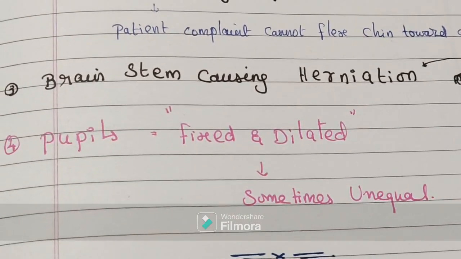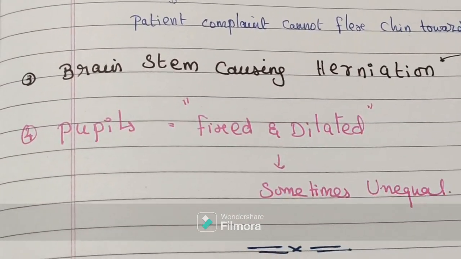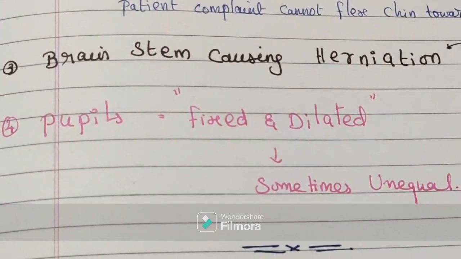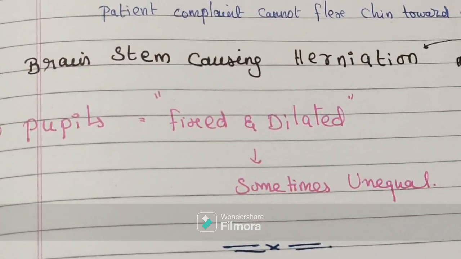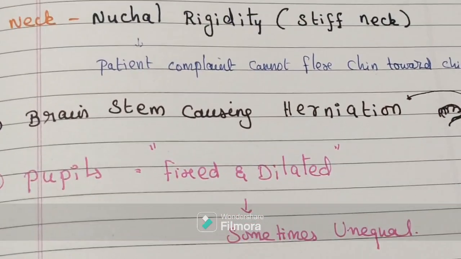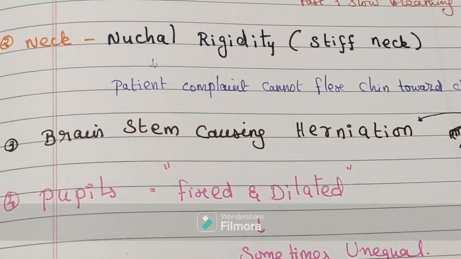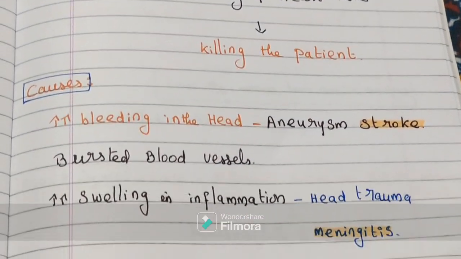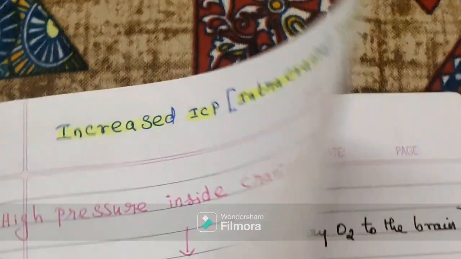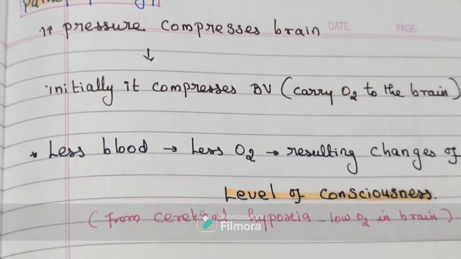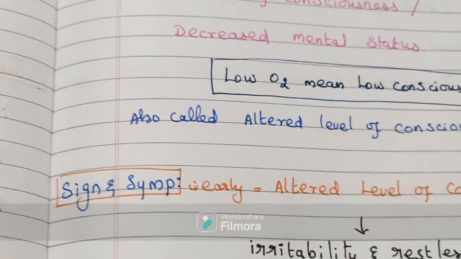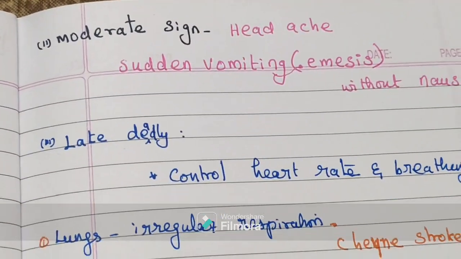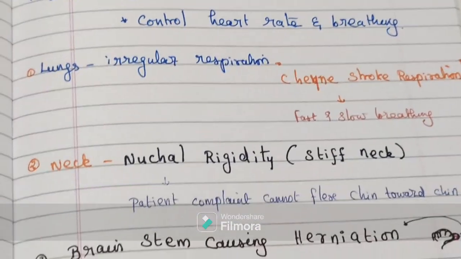Now, the key signs that the brainstem is affected: the pupils will be fixed and dilated and sometimes unequal. So this is all about increased intracranial pressure. Causes, then pathophysiology, then signs and symptoms: early, then moderate, late.